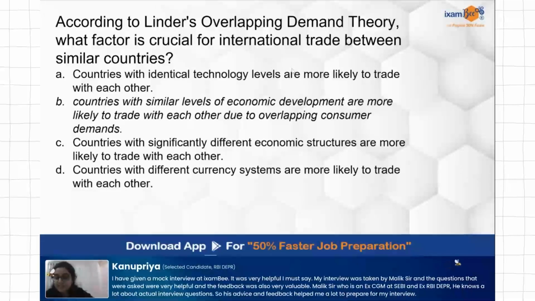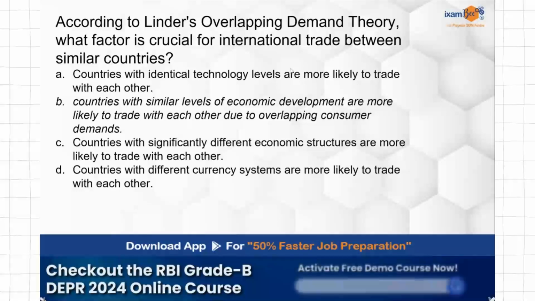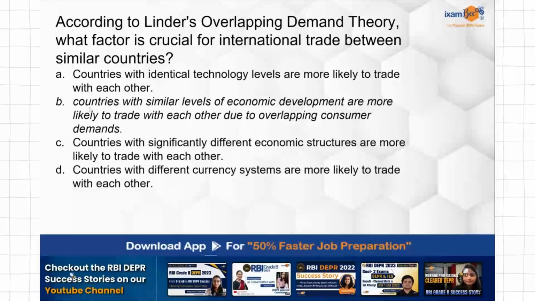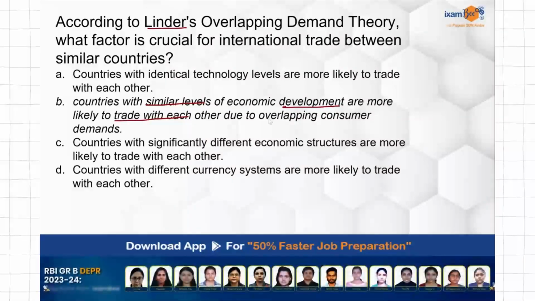According to Linder's overlapping demand theory, which factor is crucial for international trade between similar countries? Again, if you know the definition, you know the answer. If you don't, then you don't know the answer, right? So in this case, the answer is that according to Linder's overlapping demand theory, countries with similar levels of economic development are more likely to trade with each other due to overlapping consumer demands. So this is the correct option.